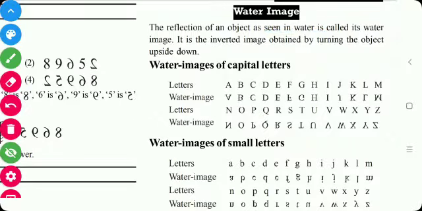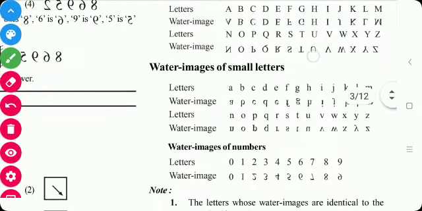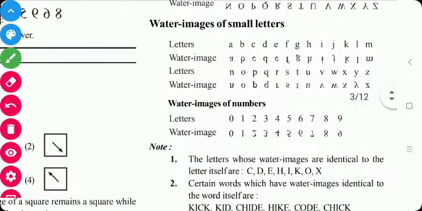We have to consider that the water image is upside down, vertically. So the letters A, B, C, D, E, F, G, H, I, J, K, L, M, these are the water images of capital letters. These are the water images of small letters. These are the letters and these are the water images. And these are the water images of numbers 0, 1, 2, 3, 4, 5, 6, 7, 8 and 9.